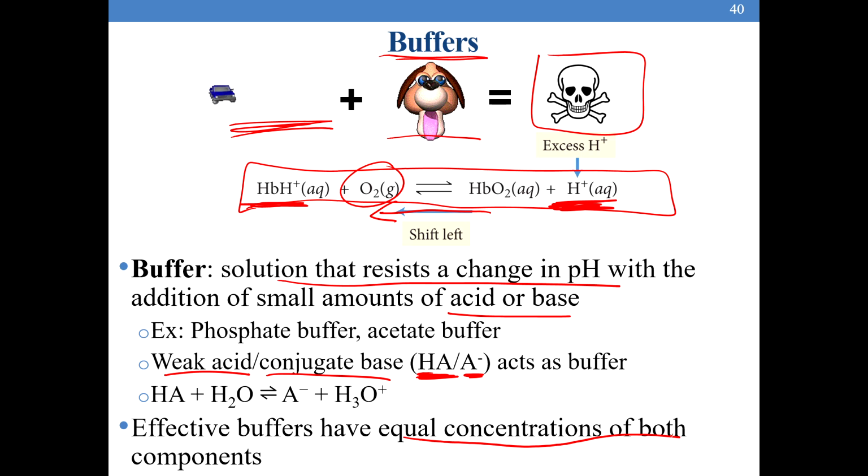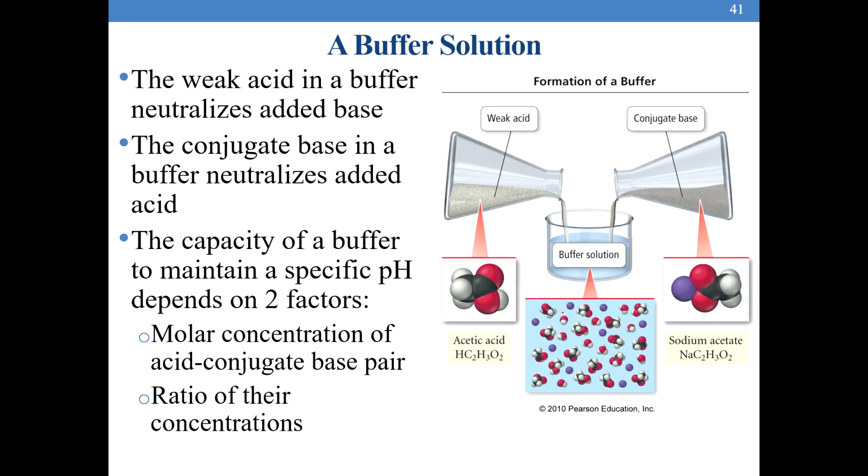And I have a little animation in a couple slides that'll explain that, and I'll show you how does the buffer absorb the added acid or base. How does it actually work? Okay, so these are the words for how it actually works. The weak acid will neutralize an added base, and the conjugate base, A minus, will neutralize any added acid. That's what's going to happen. Like I said, the animation is in the next slide. But this is what the animation, the big animation, that the title is How Buffers Work, on the next slide and the following slide.